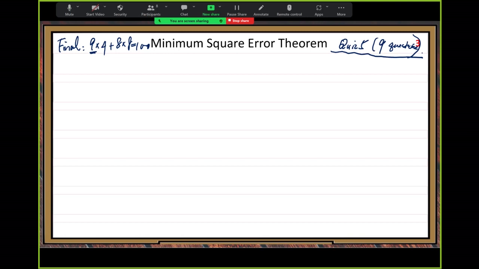Let's continue this topic. Minimum square error theorem. Let's estimate, calculate those 2 integrals, and then we put together, the final result is this theorem. So when we start, those are the 2 expressions we need to use: little f, capital F.